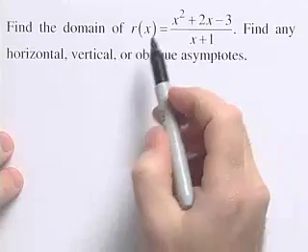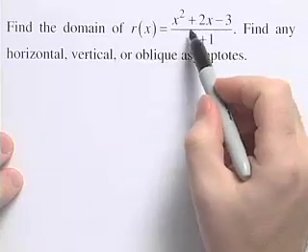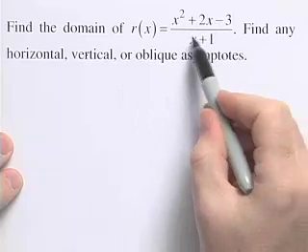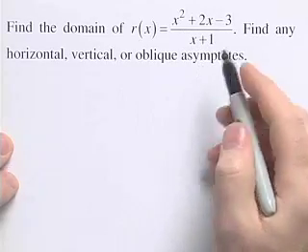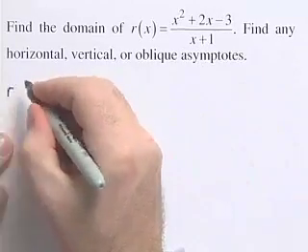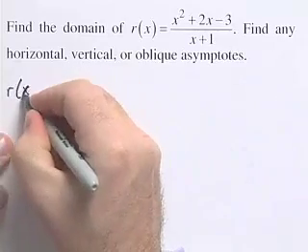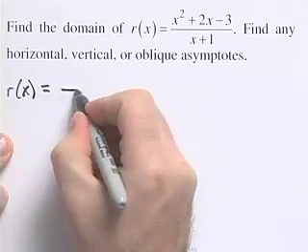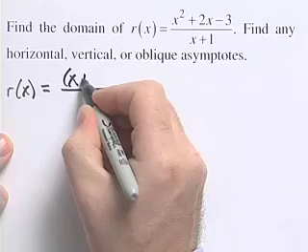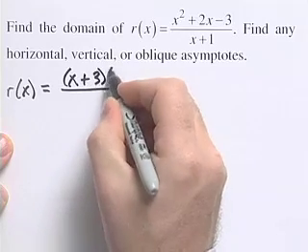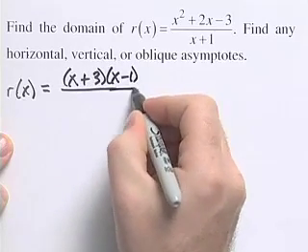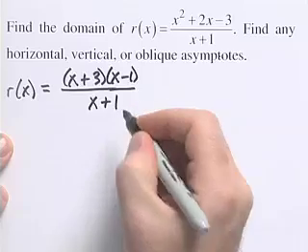For this problem, we're again going to determine the domain of a rational function and try to determine any vertical, horizontal, or oblique asymptotes. Here our function is r of x equals x squared plus 2x minus 3 divided by x plus 1. We're again going to factor both the numerator and denominator. So we'll have r of x is equal to x plus 3 times x minus 1 divided by x plus 1.